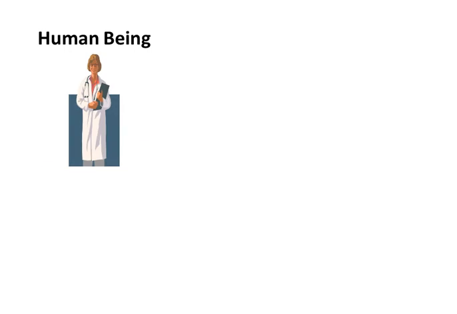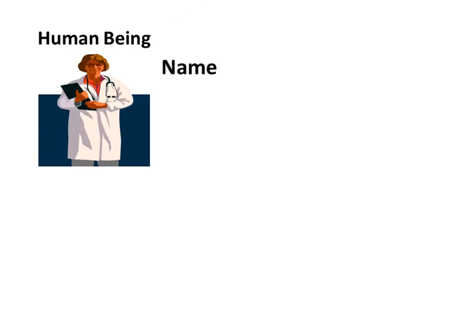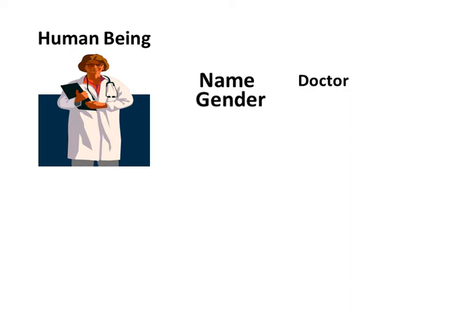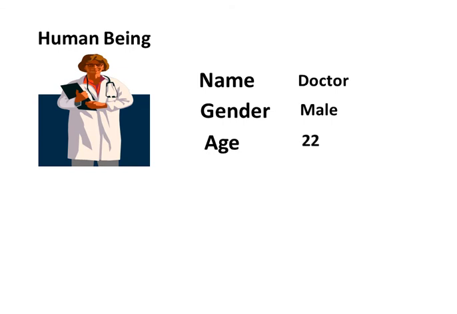Everything in this world has some identification, and this identification we call property and value. Let's take this person's property and value. Name is the property of this person and doctor is the value of property name. Gender is the property of this person and male is the value of property gender. Age is the property of this person and 22 is the value of property age.